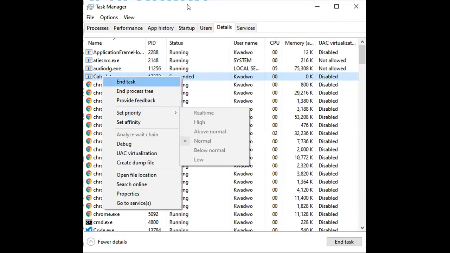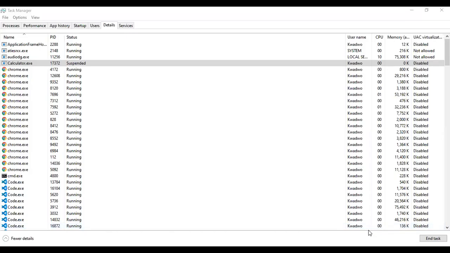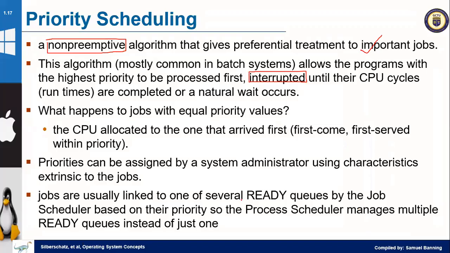These priorities can be assigned by the system administrator using characteristics intrinsic to the jobs. These jobs are usually linked to one of several ready queues by the job scheduler based on their priority, so that the process scheduler manages multiple queues.